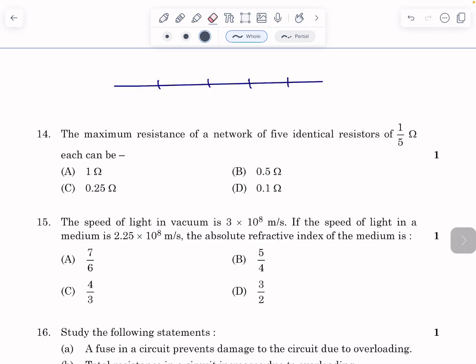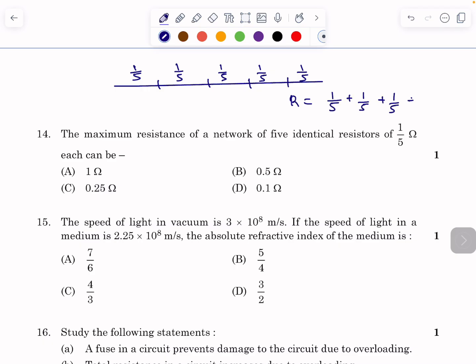When you combine all these 5 resistors you have to get the maximum. So which one will give you the correct option? 1 by 5 is equal to 0.2. Sorry, each resistor has the value of 1 by 5, and we have 5 resistors. Let us assume, when will you get the maximum resistance?